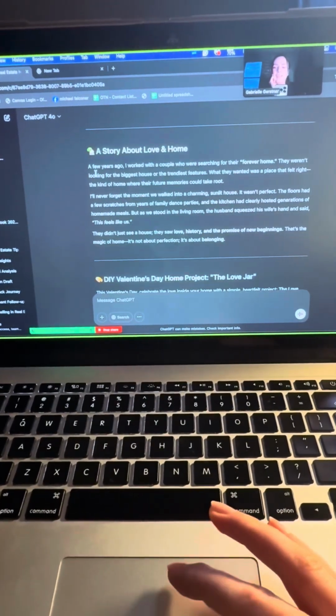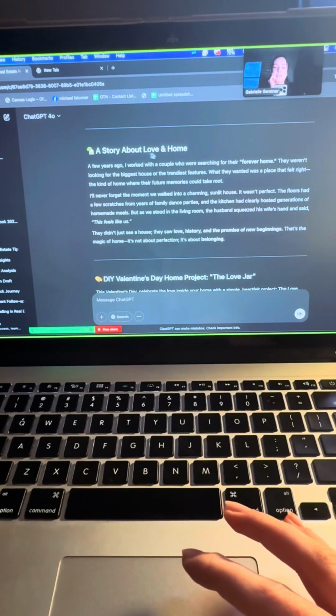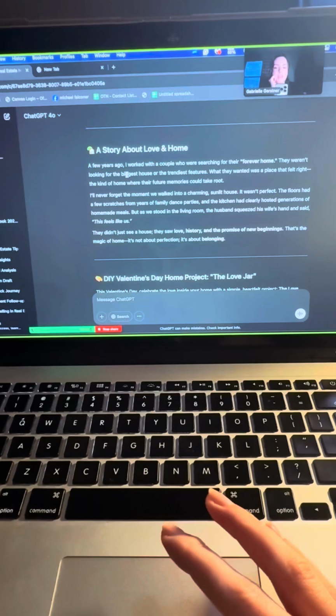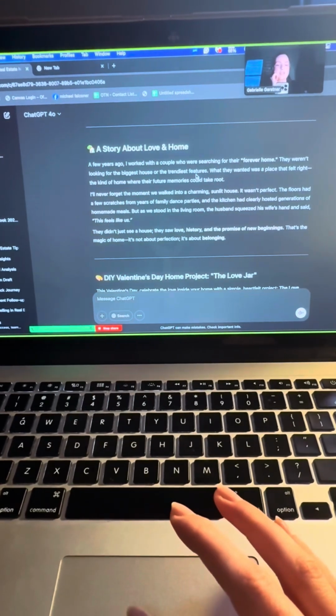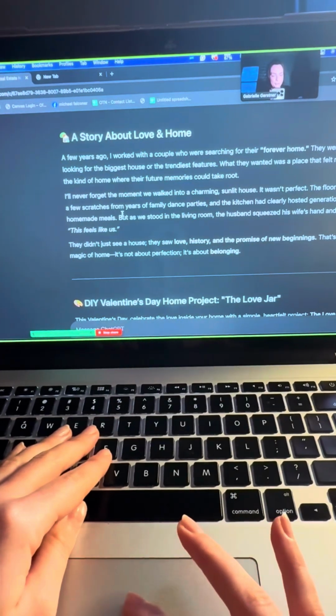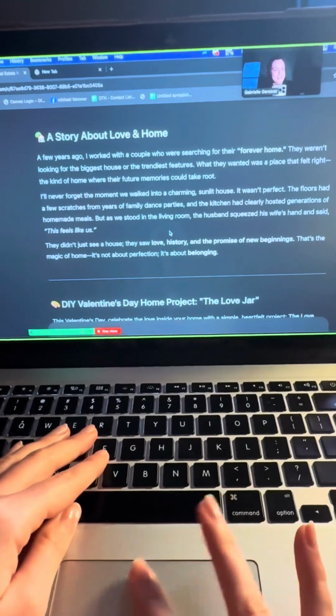Okay. So then we go into the first segment, a story about love and home. A few years ago, I worked with a couple who were searching for a forever home. They weren't looking for the biggest house or the trendiest features. It would be kind of cute if that was how you found your home and you threw that in at the end. That would be kind of cute.